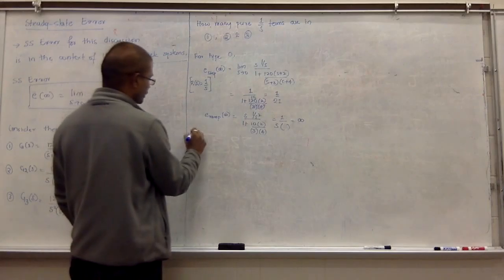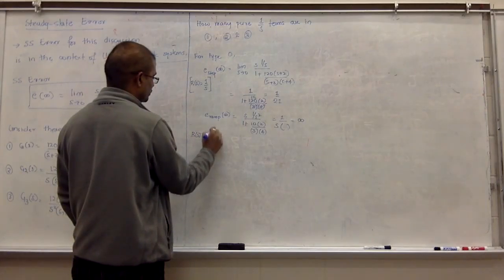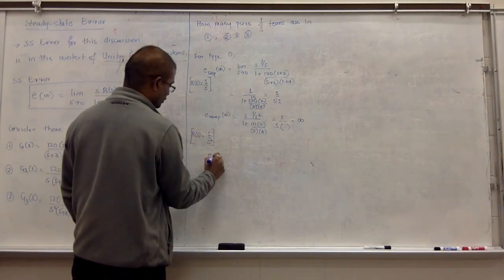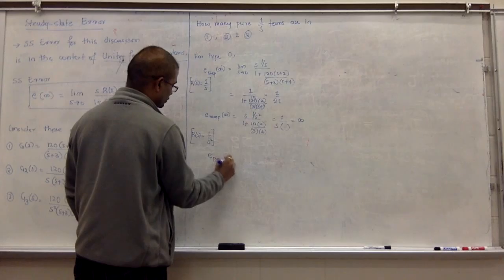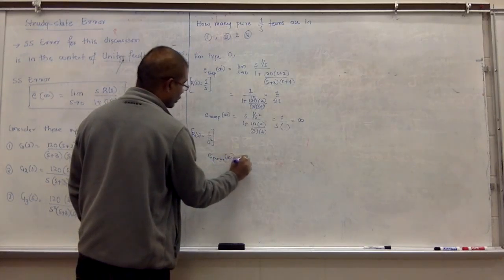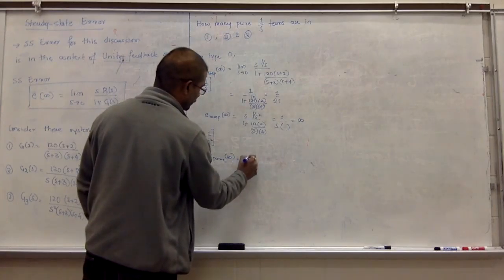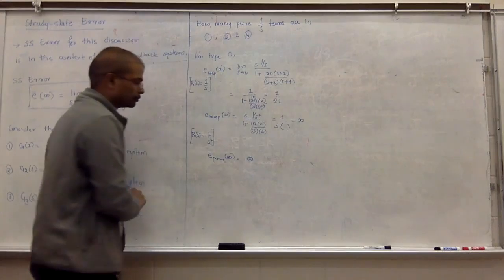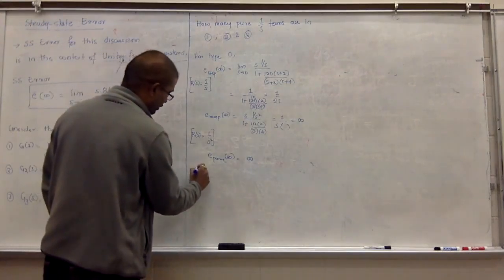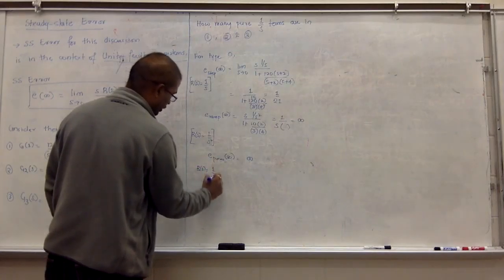For a ramp, R of S is 1 over S square, and E parabolic would also be infinity. For a parabolic input, R of S is equal to 1 over S cube.